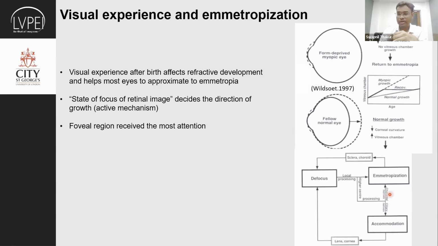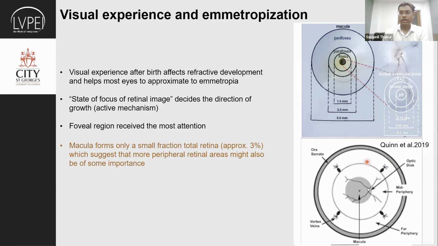Apart from this, we have another loop in the upper portion where the sclera and the choroid also play a role in the emmetropization process. But why am I discussing this? Because the whole concept of emmetropization is primarily focused on the foveal region, which has received much attention. But what we are trying to focus on today is the peripheral retina.